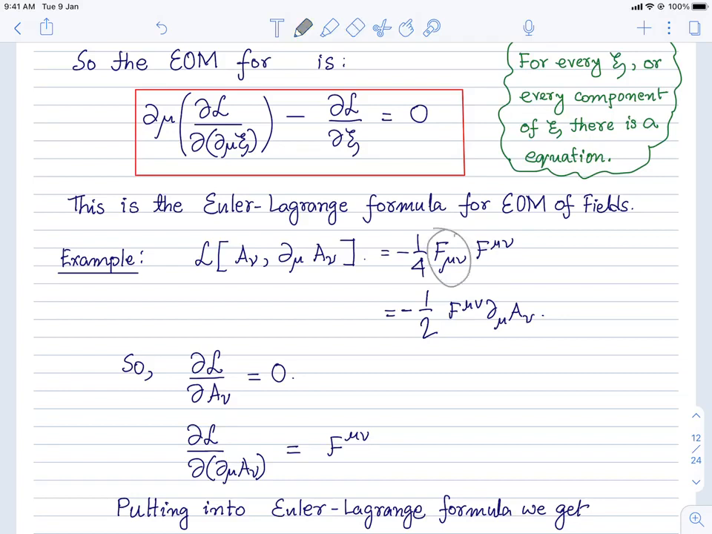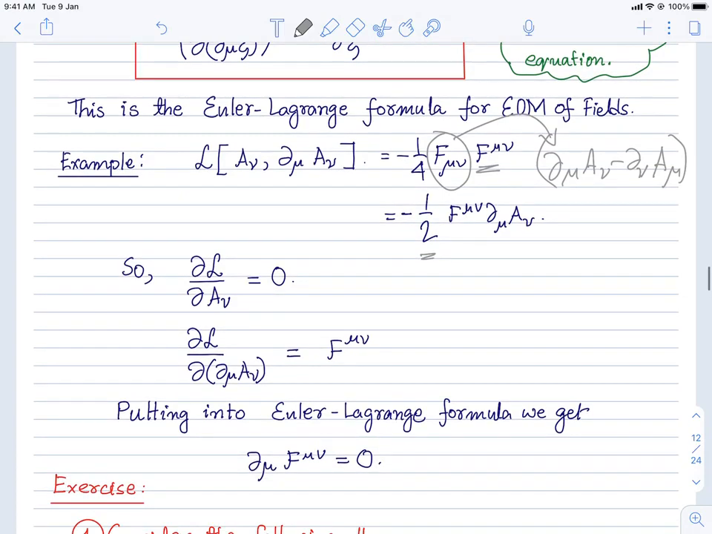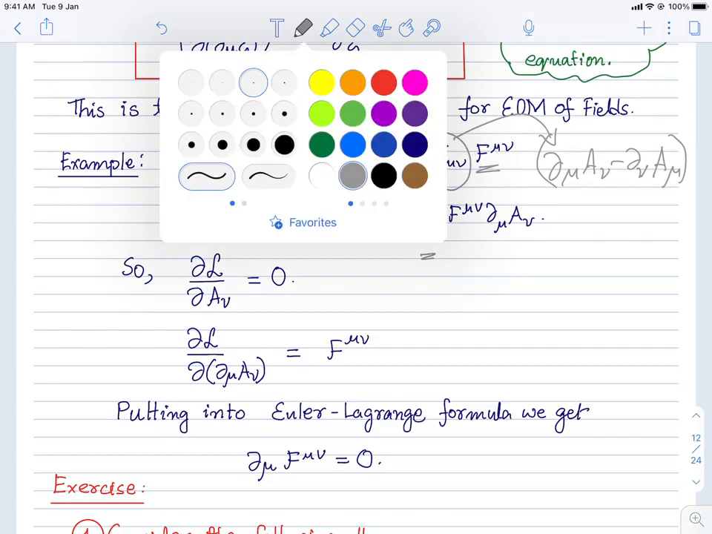Let's say this one, I can write as del mu A nu minus del nu A mu. Okay, so there will be two terms which are multiplying this F mu nu here, and these two terms are equivalent. That gives me a factor of 2. Okay, that's why.